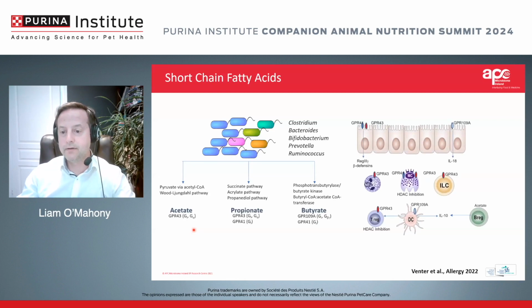And the importance to allergic responses is that these GPRs are expressed by nearly every immune cell that we've looked at. They're important for epithelial barrier function, for mast cell degranulation, for T regulatory cell induction, B regulatory cell induction. So they're really important for immune regulation.